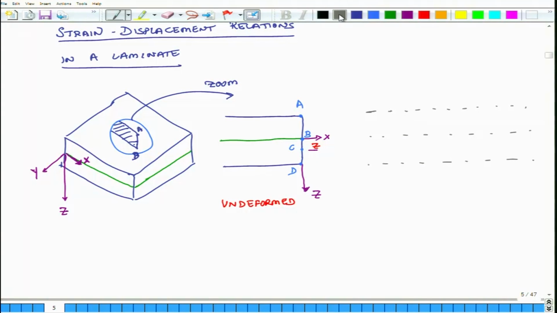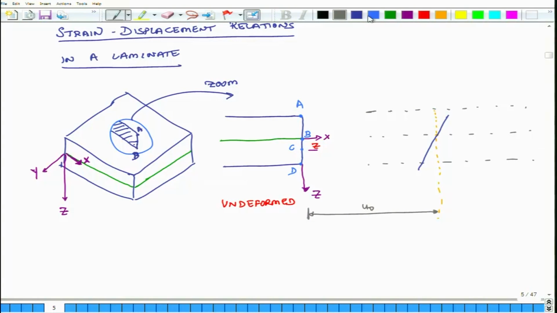So, let us say it stretches by a distance u naught. First, I am just stretching or pulling this line AD in the positive x direction by a distance u naught, and when I do that, this is my new location. Okay. And now this is my mid plane, and then I rotate it. When I rotate it, the new configuration looks like this. So, this distance is u naught, and this rotation is by a certain amount.